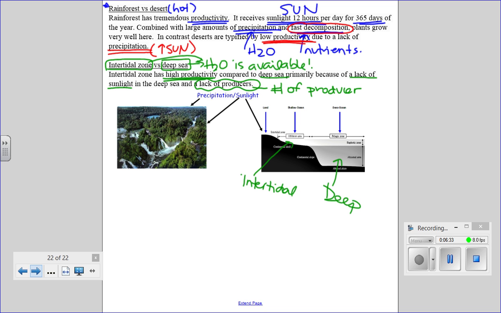So if we sum this up, we've highlighted a few factors: the sun, water, available nutrients, numbers of producers. All of those things will affect what the rate of productivity is. So we can't say it's only based on sunlight, but that's definitely a key factor because without the sun, we can't have photosynthesis.